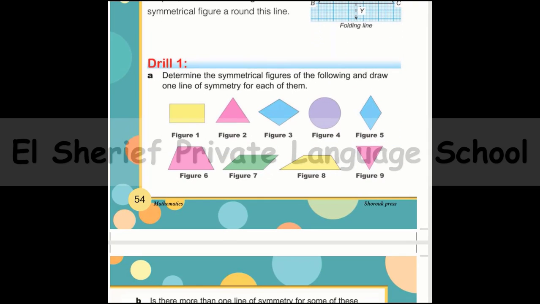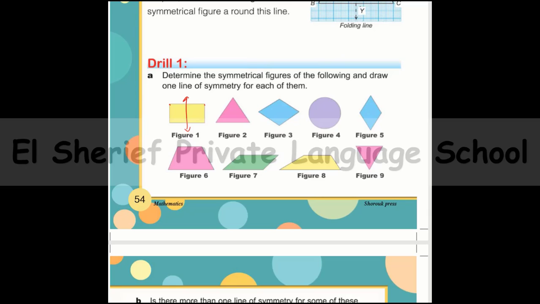If we notice the rectangle, we can put a line of symmetry here, so we can divide the rectangle into equal parts, and we can fold this figure around this line of symmetry. We can put this point on this point, and we can fold it. So this straight line is called a line of symmetry.